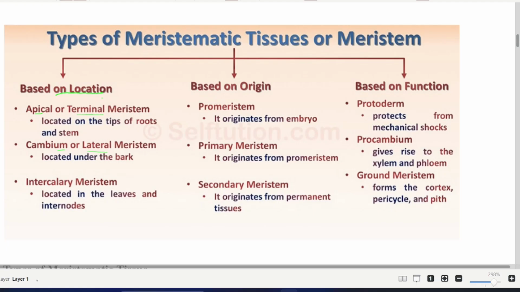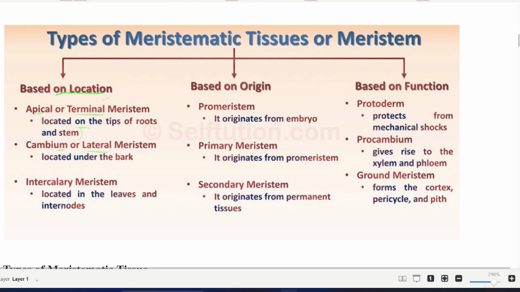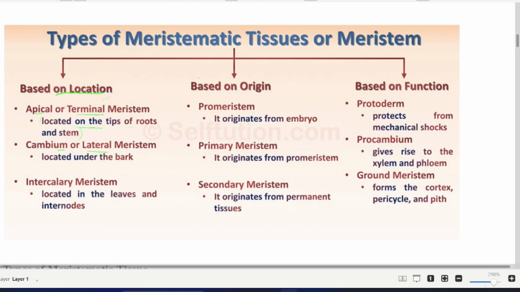So as it is on the basis of location, in a short way, here is the explanation. The apical meristem is located on the tips of root and stems. Likewise, the cambium is located under the bark. Likewise, the intercalary meristem is located in the leaves and internodes.